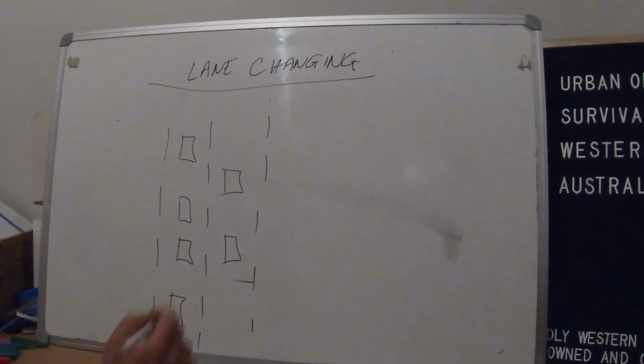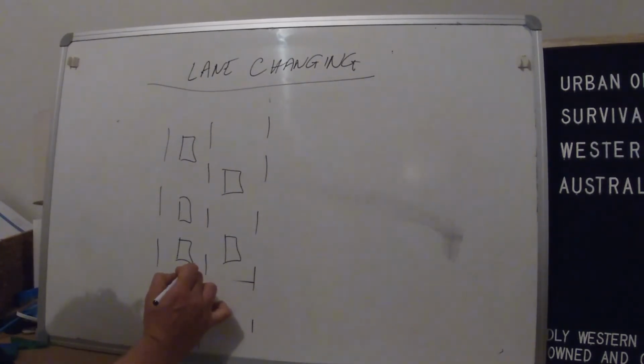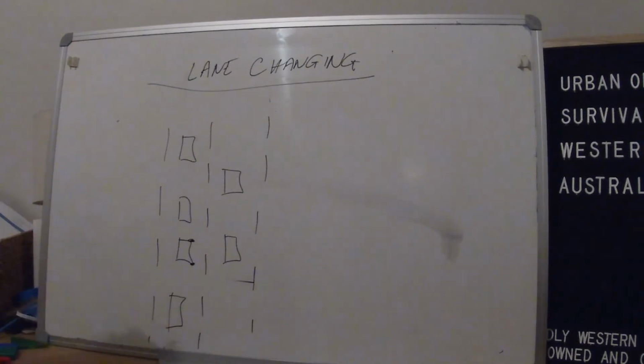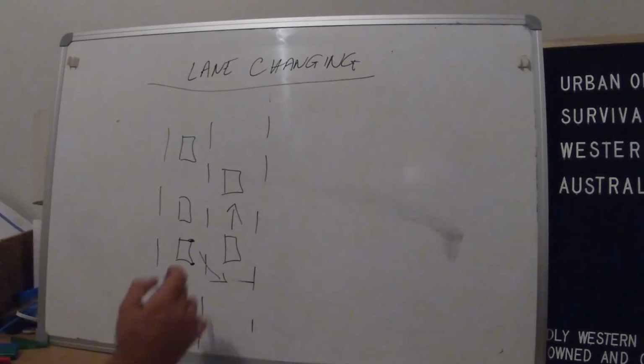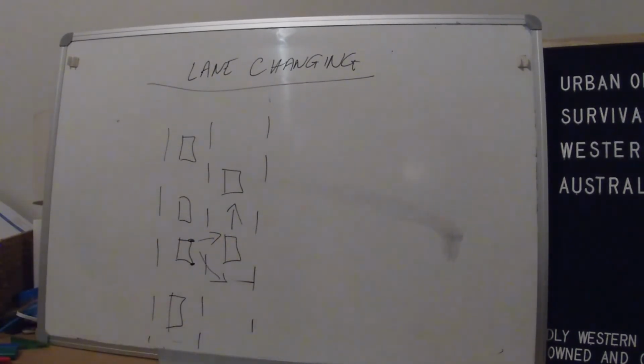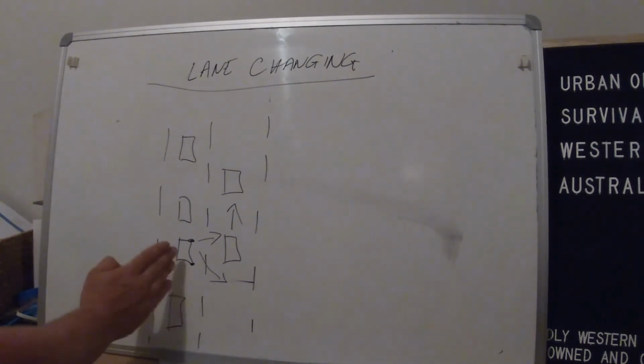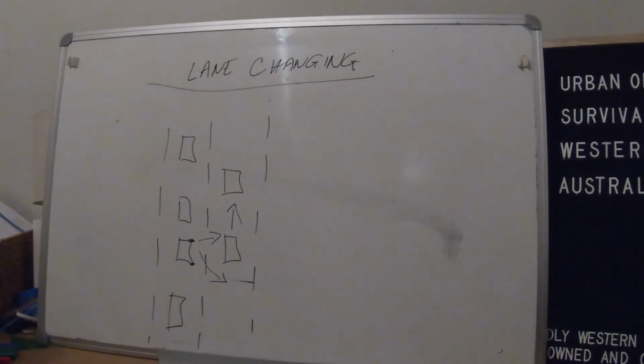You need to put your indicator on. Wait for this area to be clear. He's gone forward, obviously. When that area is clear and he's moved forward, you can change lanes. Bear in mind, just because you put your indicator on does not give you the right to just change lanes. You still need to check your blind spot. You still need to make sure there's no vehicles coming.